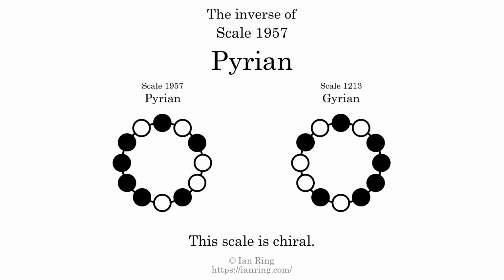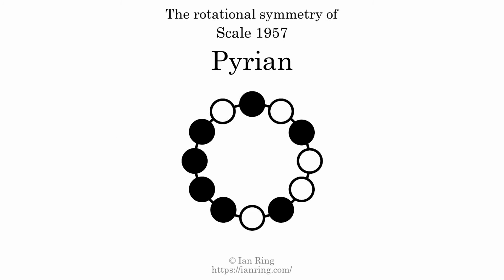The inverse of a scale is a mirror image. It is what you get when the sequence of intervals is reversed. The inverse of this scale is scale 1213, also known as Pyrian. This scale is chiral. It cannot transform into its inverse by rotational transformation. This scale has no rotational symmetry.